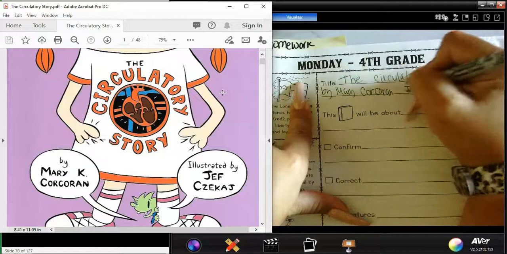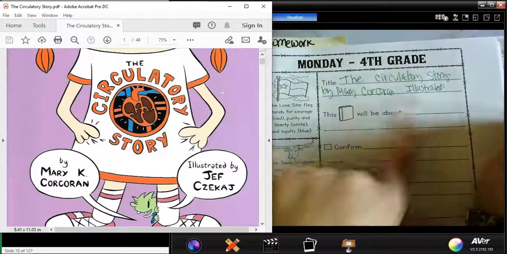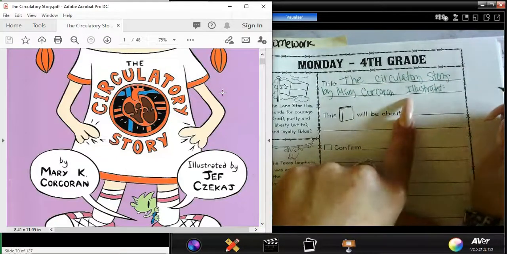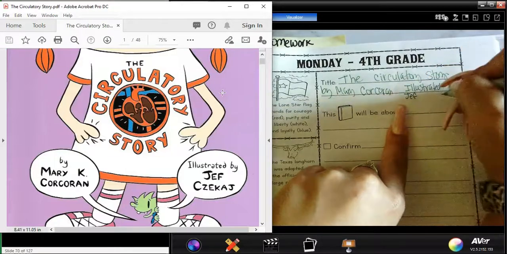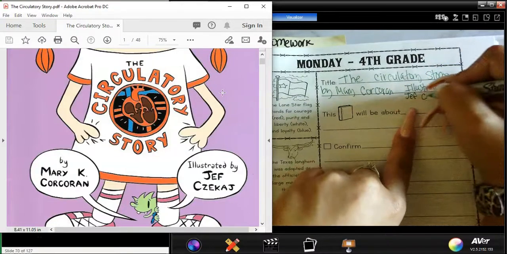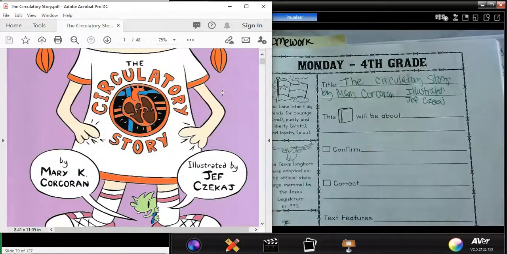And it's illustrated. What do we say illustrated meant? That means the person who drew the pictures, right? Who is it? It's Jeff. And we're going to put it right here. If you wrote as big as me, it's fine. You could just write it in the line at the bottom. So I'm not going to try that last name because I can't say it.